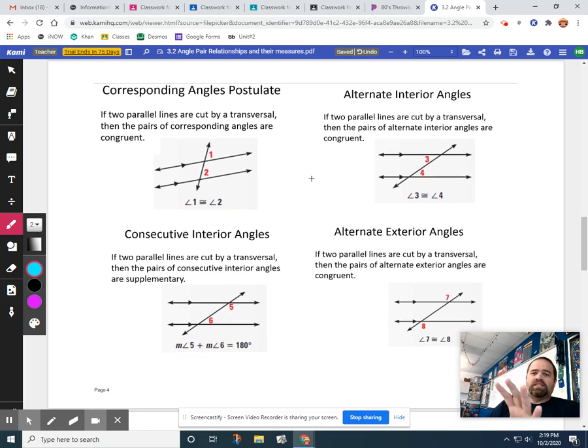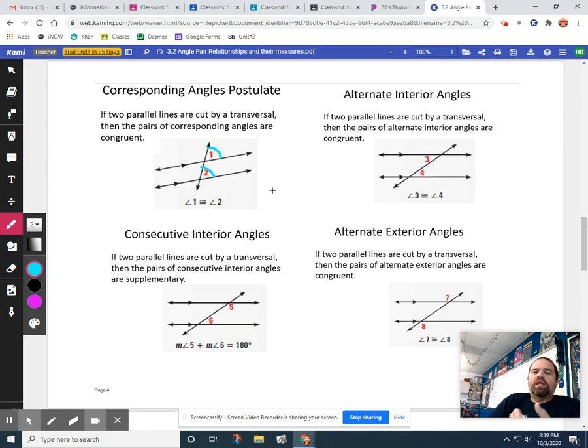Now, I realize that this is kind of small, but I wanted to get everything all in one place so we could talk about it. There's four basic postulates that we're going to talk about, and they kind of go hand in hand with each other. So the first one is this corresponding angles postulate. It basically says when the transversal intersects these lines, it creates a pair of congruent corresponding angles.